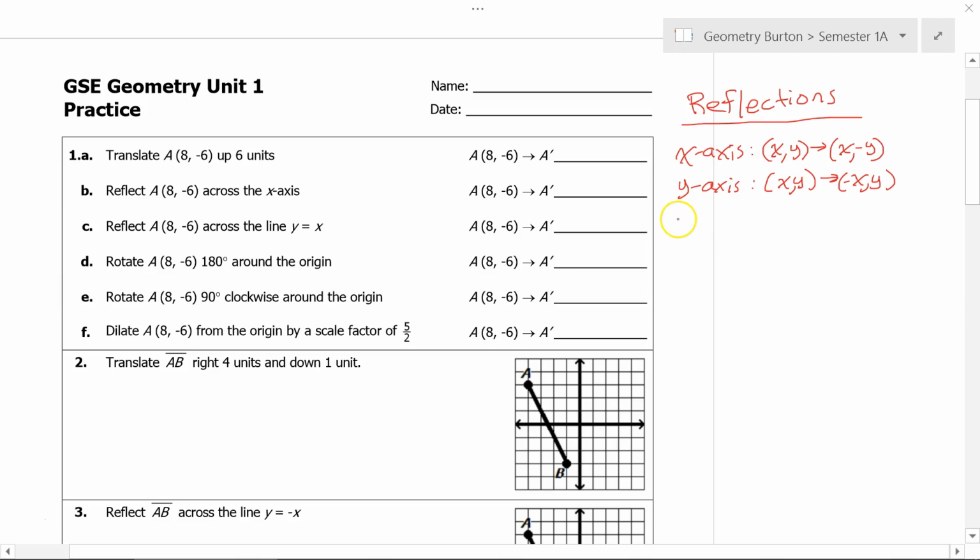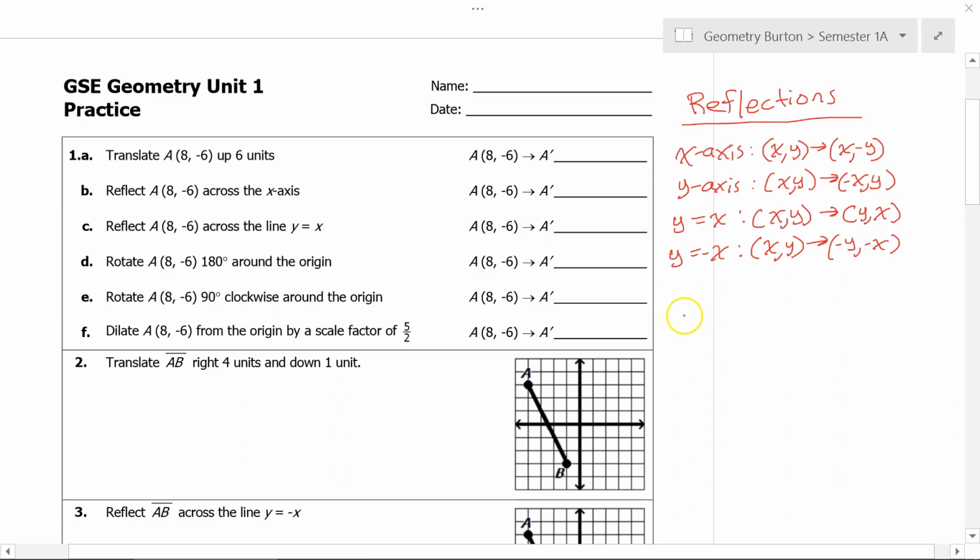Alright, now you have reflections over the line y equals x, and in that case, a point xy will become yx. Okay? And then you have a reflection over the line y equals negative x. And in that case, the point xy becomes the point opposite of y, opposite of x. So those are your 4 reflection rules that you just need to memorize.